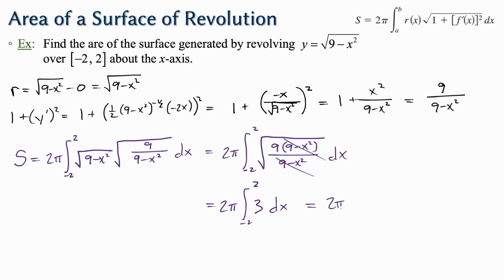So that means you have 2 pi, and this antiderivative, of course, is simply 3x. You can plug your -2 and 2 in there, and this is going to work out to be a surface area of 24 pi.